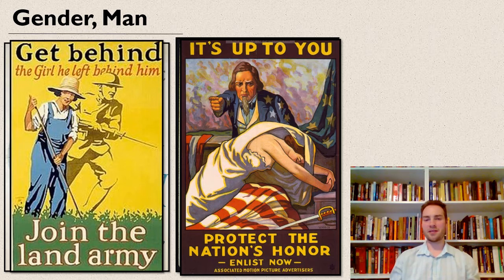"It's up to you. Protect the nation's honor. Enlist now." This one's a little complicated. So there's Uncle Sam. He's pointing at you. He wants you to enlist and protect the country's honor. Here you have a woman who's dressed in white. It looks like she's wearing a bridal gown. White dresses and bridal gowns are associated with virginity. She's kind of draped in the flag.